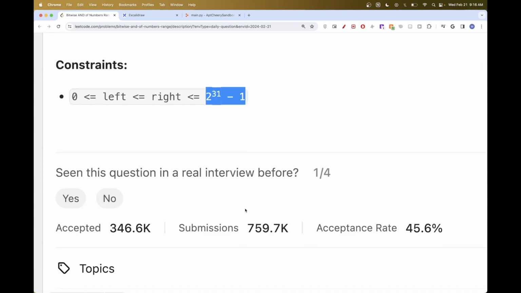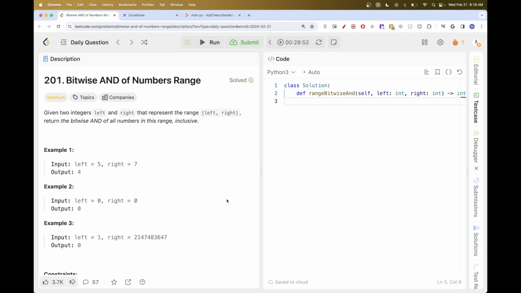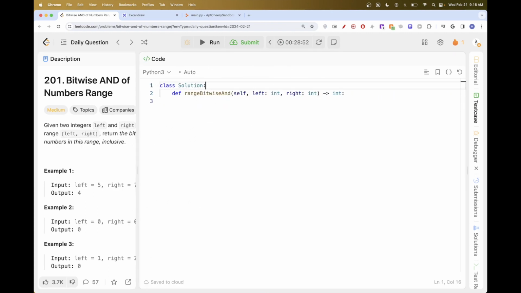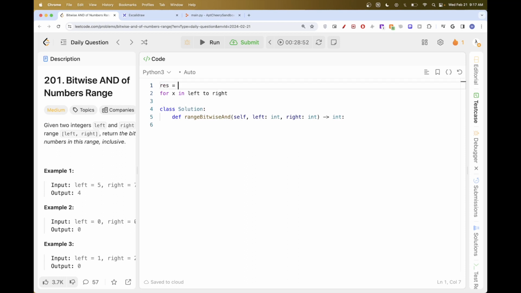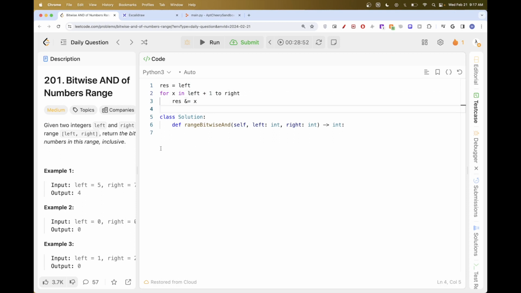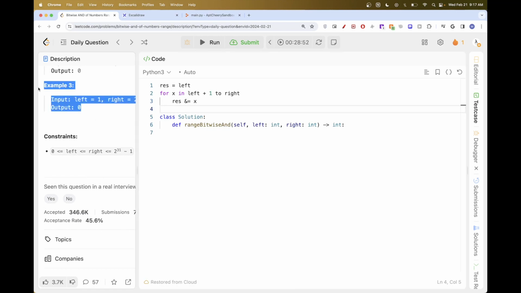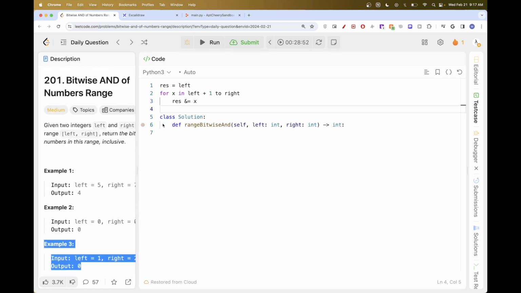Okay. So now, knowing this, how can we solve it? Well, we definitely can't just do something like for x in left to right, with a result equal to left, going from left plus 1 to right, and do res AND x. We can't do this because this won't pass, even in this example 3. So what can we do?